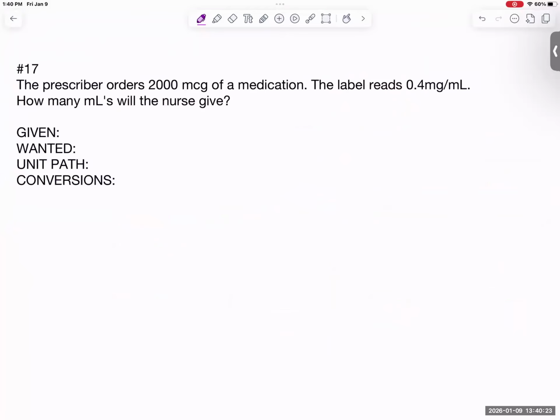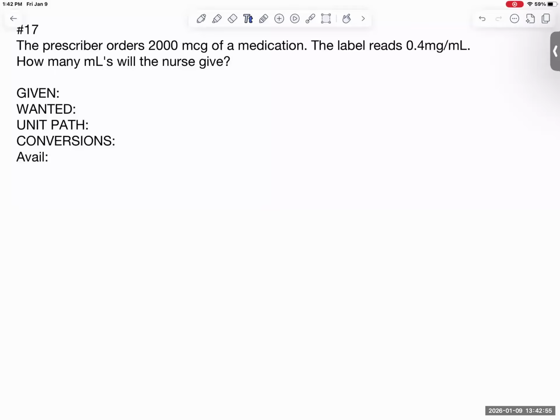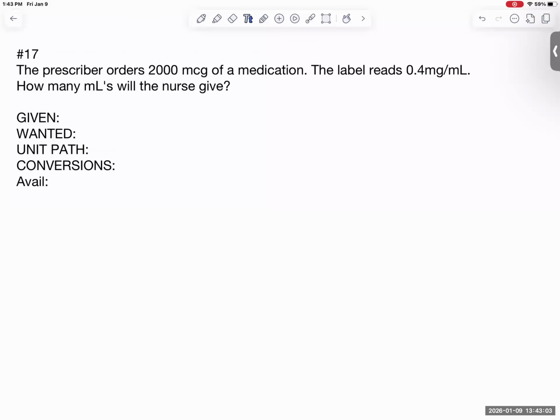Here's another example of a one factor. The doctor orders 2,000 micrograms of a medication, and there's the label. I'm going to give you a couple minutes to solve. All right. So yes, if you put in the chat 5 milliliters, you are correct. Good job. So let's do it. The given: the doctor orders 2,000 micrograms of a med. What's wanted? Milliliters, and what's available is in milligrams. So it's ordered in micrograms and available is in milligrams, so milligrams to micrograms. So you'll see a pattern.